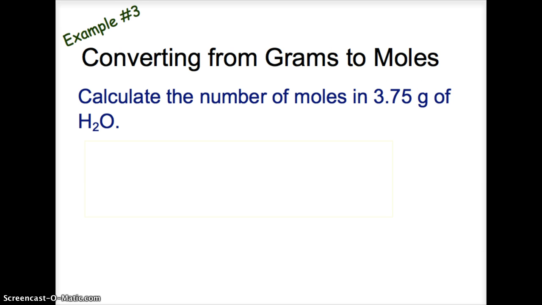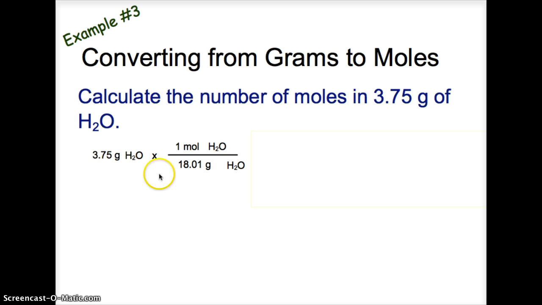Here's a problem where you are going from grams to moles. The question asks, calculate the number of moles in 3.75 grams of water. So you're going to start with what you know, which is 3.75 grams of water. You're going to apply that equivalence, and you know the equivalence, 1 mole is equal to the molar mass of water. So you got to look on your periodic table and say, okay, water has a molar mass of 18.01 grams.